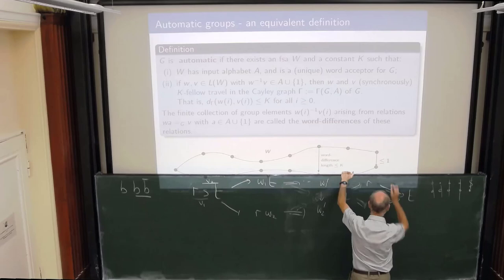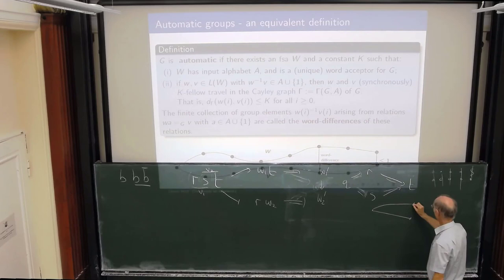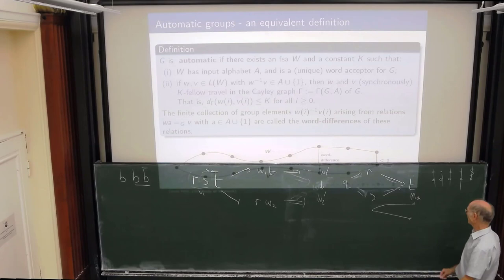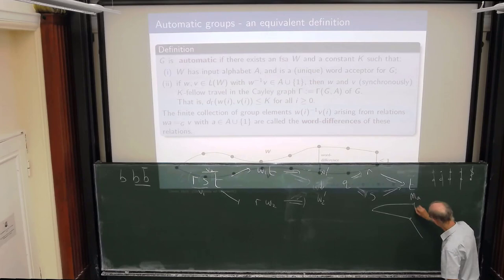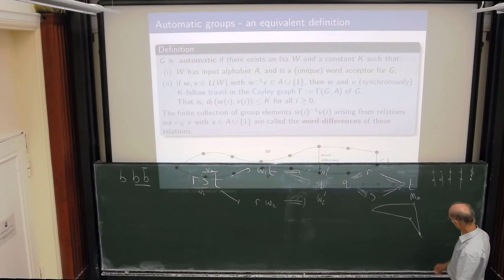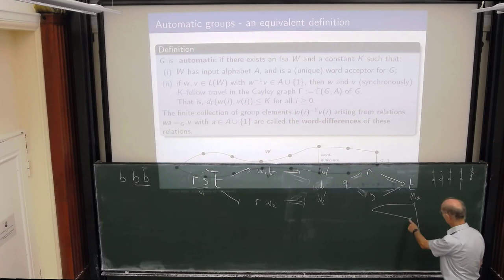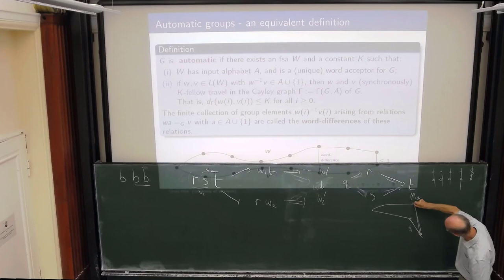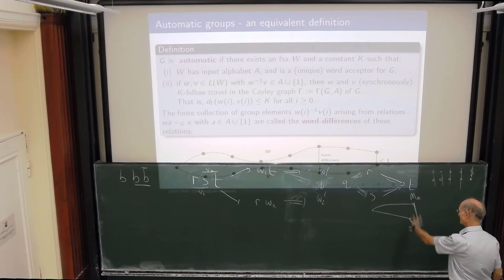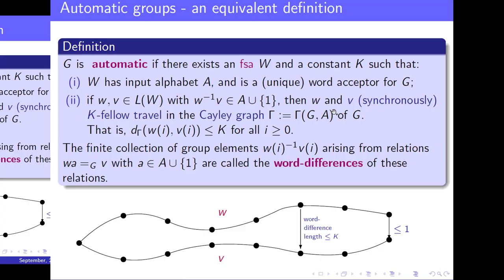If we've got the finite state automaton, so we're reading the two words, and wherever we've got to, this is our multiplier, a nice thing about a finite state automaton is that if we're not completely dead already, then we can get to an accept state in at most the number of states of the automaton. So this is less than or equal to M, the number of states of the automaton. So you can see these two points are a bounded distance apart, because it's bounded by twice the number of states in the automaton. We could go from there to there. So we get this fellow travelling bound. So the two definitions are equivalent. And okay, these words we call the word differences.